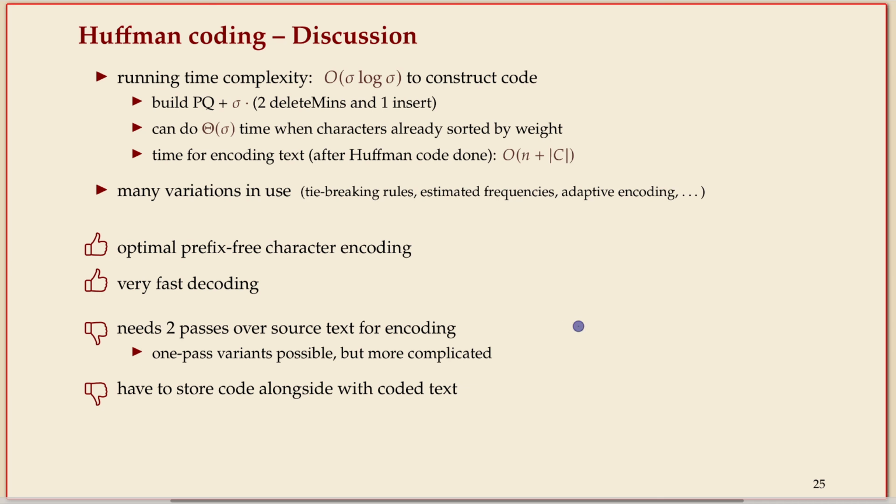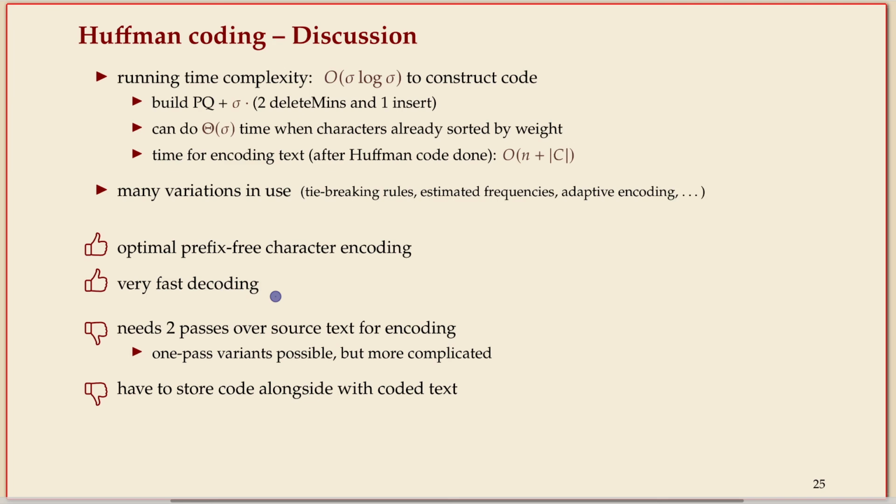So overall, what do we like and don't like about Huffman coding? It's an optimal prefix-free character code, and we always like optimal things because that sounds great. But you always have to listen carefully and check what exactly it is optimal with respect to. In this case, it's the optimal prefix-free character encoding. And it's very fast for decoding. You can use this code trie and just traverse it, so you're linear in the number of bits in the coded text.